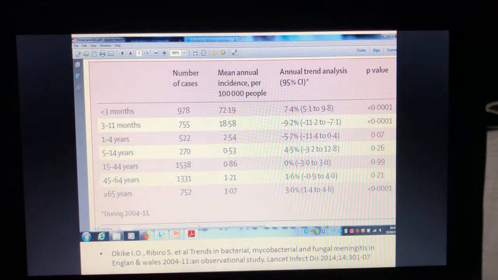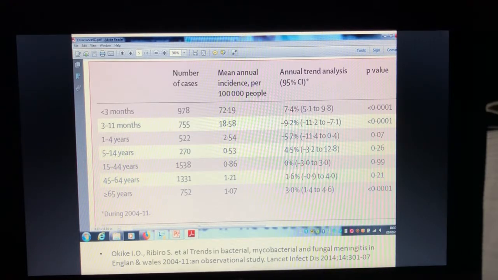And here's a table from a similar paper showing the incidence analysis between 2004 and 2011. And you can see in the second row, the 3 to 11-month-olds, the mean incidence is just under 19 per 100,000. And that there's an annual trend estimating -9, so a decrease by 9% annually. And that the confidence interval for this estimate of 9% is between 7 and 11% reduction annually.